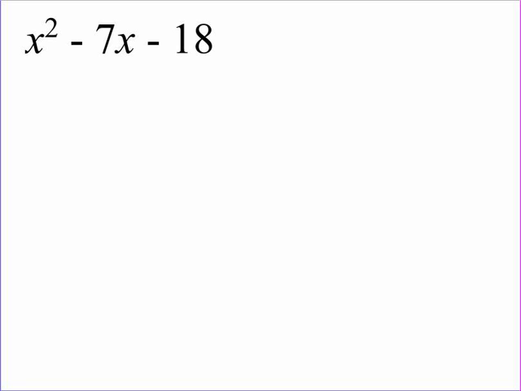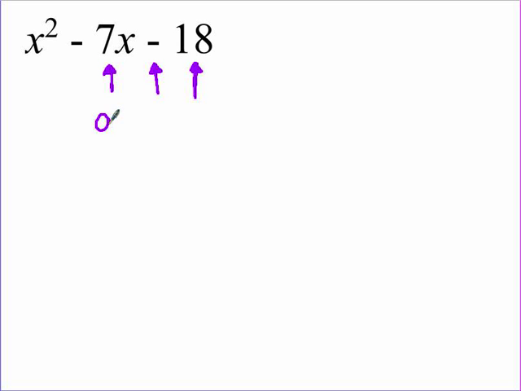Let's look at another one. Okay, x squared minus 7x minus 18. So let's start by working backwards. Two factors of 18 that differ by 7. So what are two factors of 18 that differ by 7?